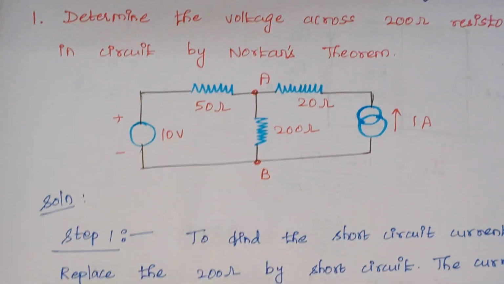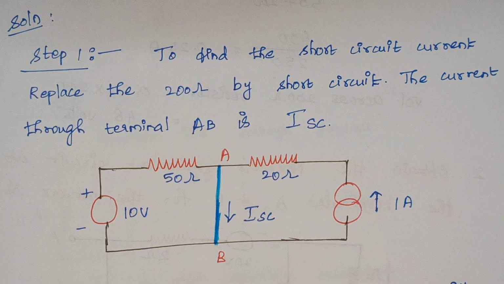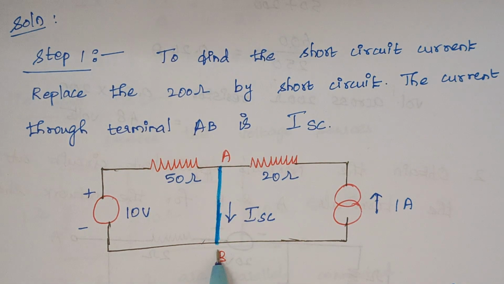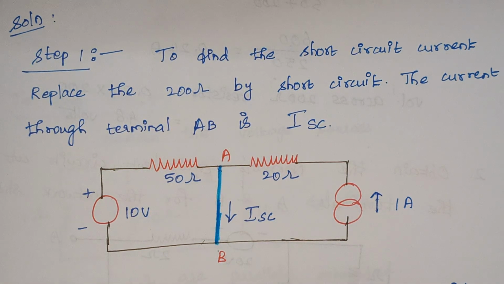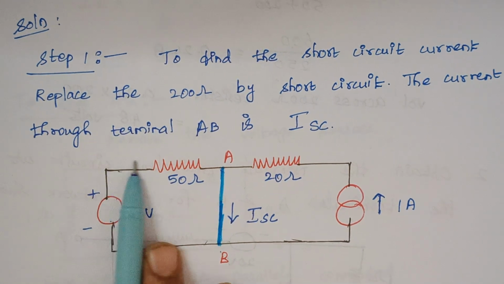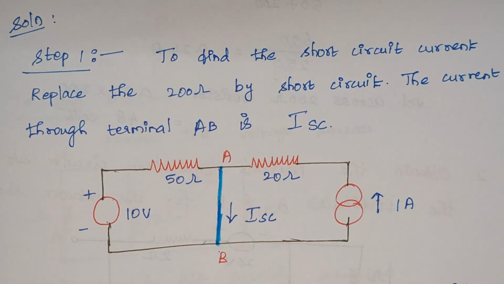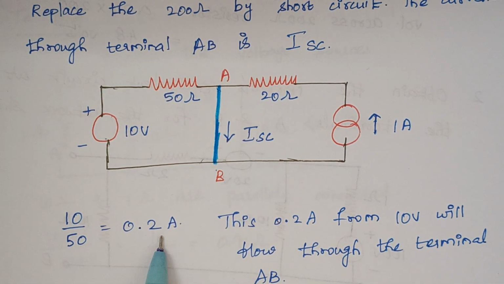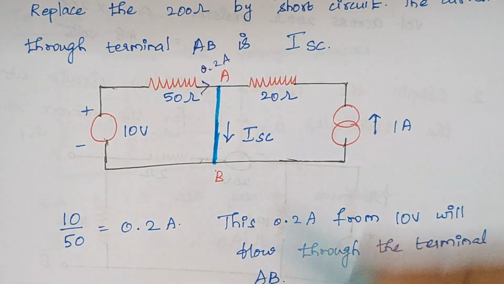So here you see the 200 ohm resistor is simply short circuited, right? We have to calculate the current that flows through this terminal AB. Here we have a voltage source and a resistor in series, so we can easily calculate the current. The value of current will be 10 divided by 50, which is equal to 0.2 amps. So 0.2 amps flows here, right?